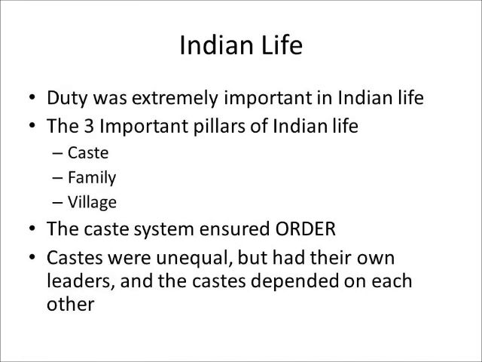Now, there are three particularly important pillars of Indian life. The first one is the caste, which we've talked about, and how important it was to adhere to what you were supposed to do in society. Family and village or community were also incredibly important. The caste system, it's very discriminatory, as you can imagine, but it did ensure order. Everyone knew what their role was and what they were supposed to do. And the castes, like I said, weren't equal, but they had their own leaders. The castes sort of depended on each other. For example, if you were a ruler, you still needed someone to make your clothing. So even the upper classes depended on the lower classes.